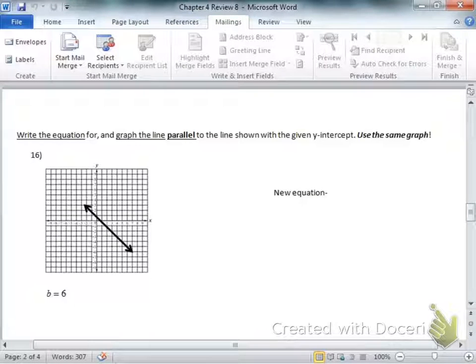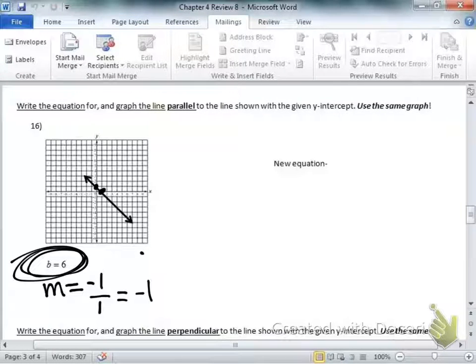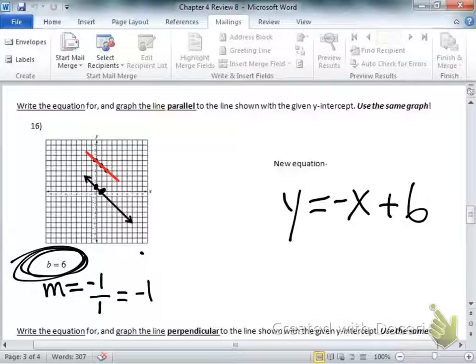All right, one more for parallel. It's where we actually have to graph it. Kind of like on the first page, you have to find the M first. You do that from the graph, so just pick 2 points. It looks like the slope is negative 1 over 1 on this one. Remember, that's just the same thing as negative 1. And then my B is given right below the graph. I want the new B to be 6. So this is going to be y equals negative x, or negative 1x, plus 6. Now you have to graph it, so you want a y-intercept of 6. Down 1, right 1, down 1, right 1. And there you go.